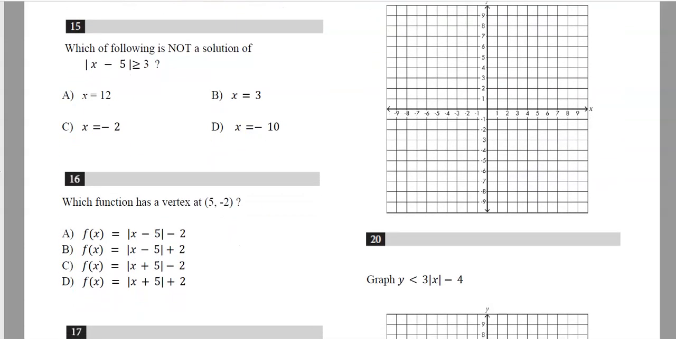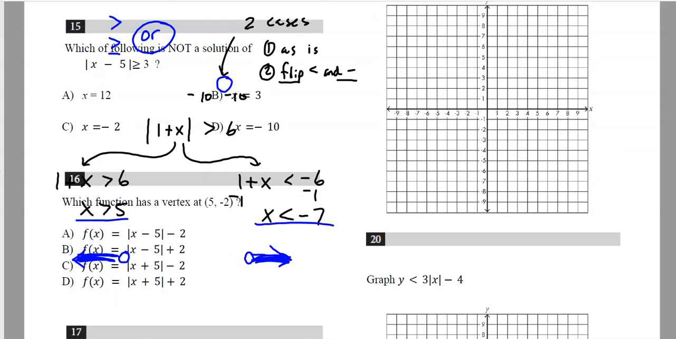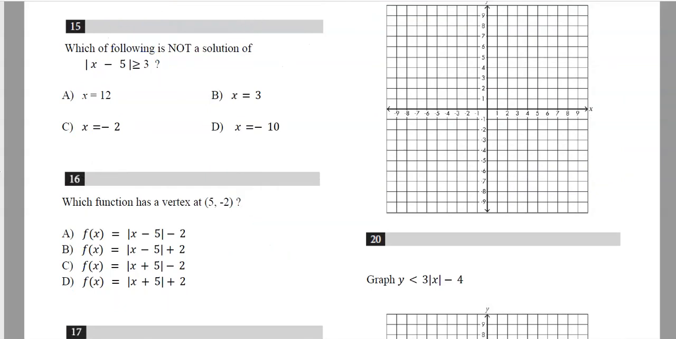Next problem, number 15. Which of the following is not a solution of, and so this is the way the SAT will kind of work it. Two ways to do this problem. You could plug all those numbers in and see which ones work, see which ones make it true. That might be easier for some of you. I'll go ahead and I'll just solve it and graph it. So I'm going to get just to practice a little bit more. So do it as is. And I get x has got to be greater than or equal to 8.